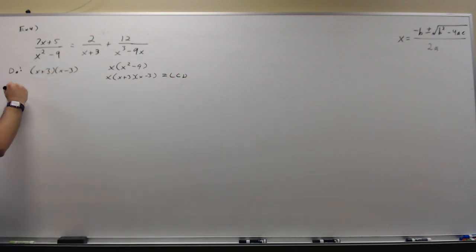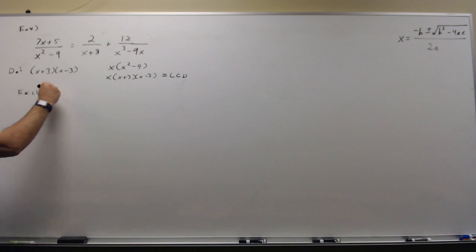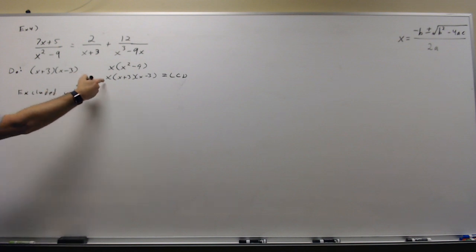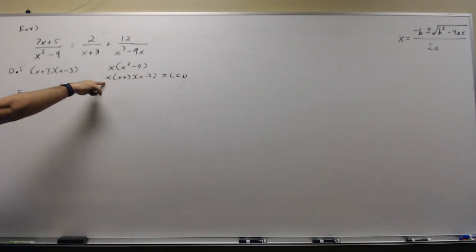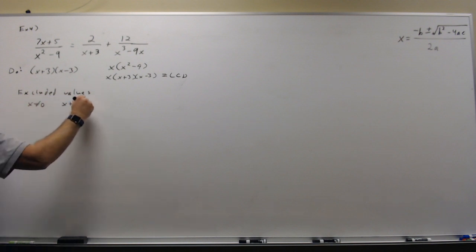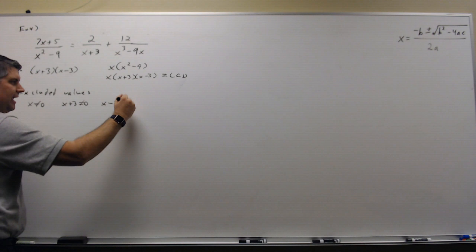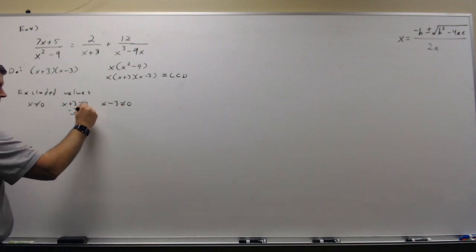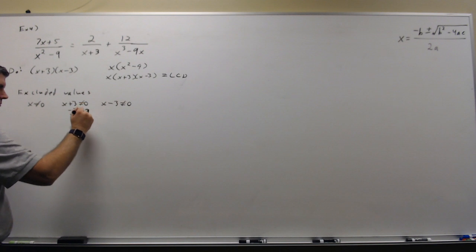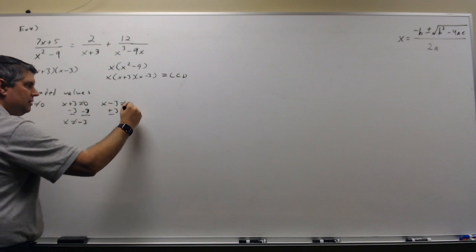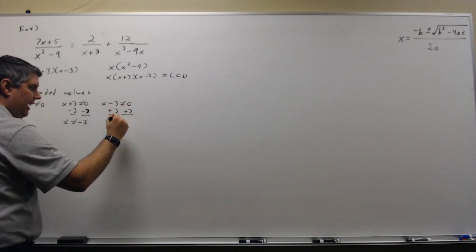Next, we worry about excluded values. These are the values that make the denominator equal 0, and therefore x cannot equal them. So we can let the LCD take care of that. So x cannot equal 0, x plus 3 cannot equal 0, x minus 3 cannot equal 0. So subtract your 3: x cannot equal negative 3. Add your 3: x cannot equal 3.